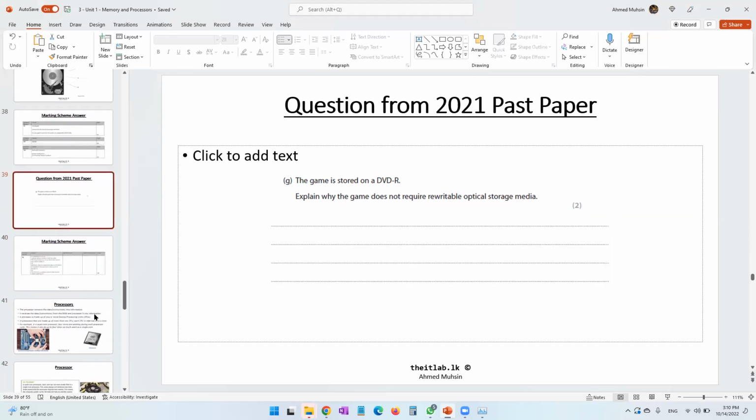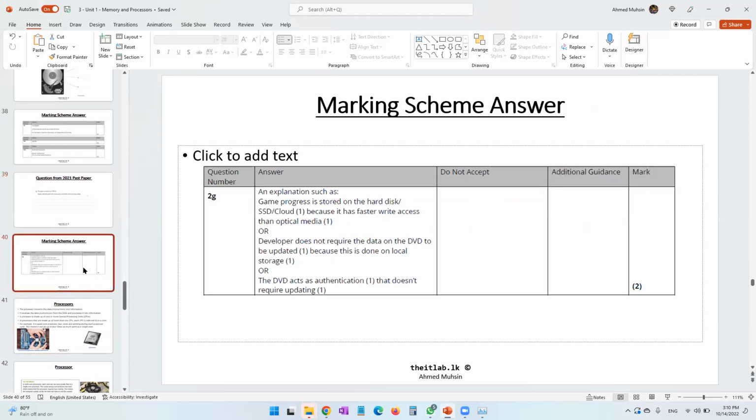I'll just show you what the marking scheme is also saying. The marking scheme is telling you pretty much the same thing. The game progress is stored on the hard disk or the SSD or the cloud, whichever the user is using. The developer does not require the data on the DVD to be updated because this is done on local storage. So updating of the game and all doesn't happen on the DVD. It happens on your local storage.